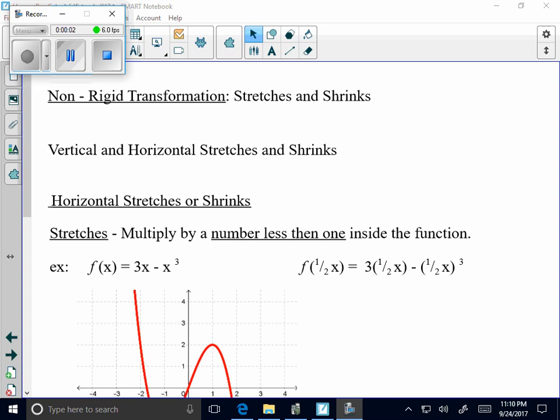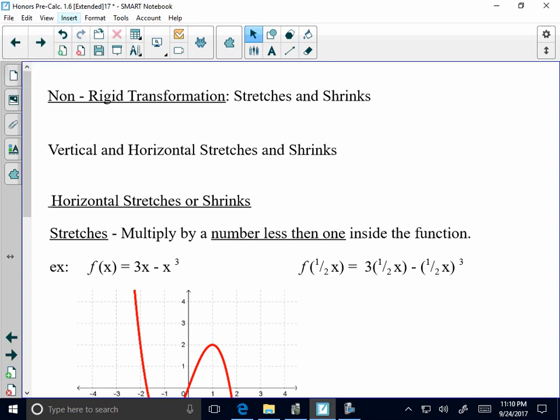Alright guys, so in this video we are going to look at non-rigid transformations, and these are basically stretches and shrinks that we see horizontally and vertically on the xy axis. And basically what we're saying is we're going to take the shape of our function and either stretch it out horizontally or shrink it down, and vertically stretch it or shrink it, depending on the transformation.